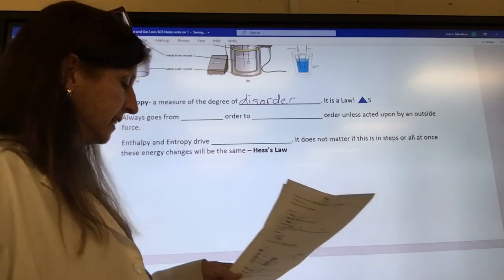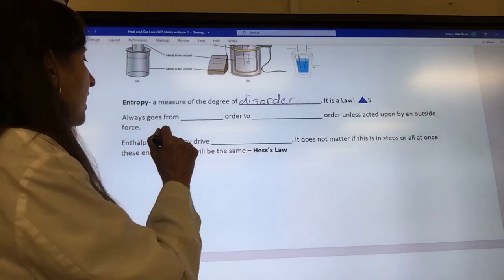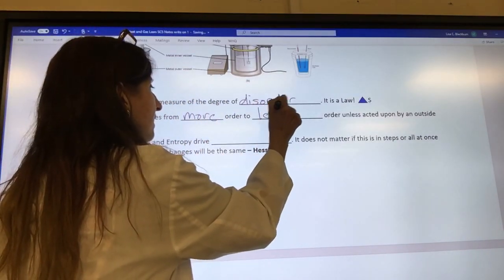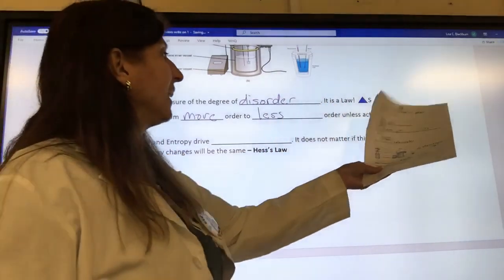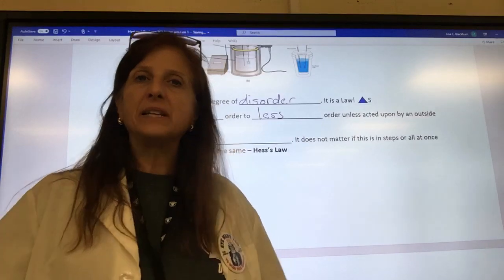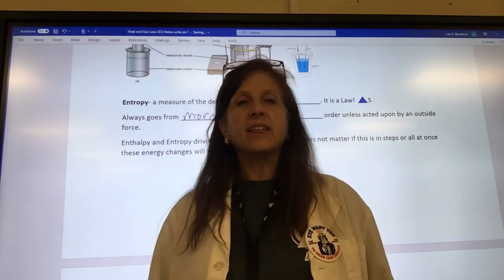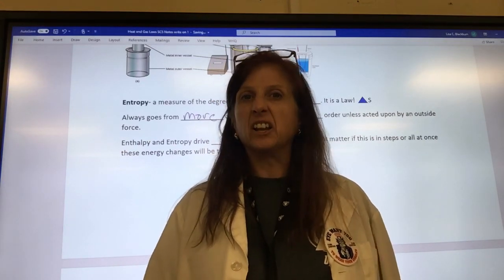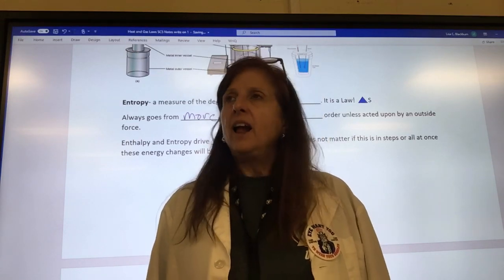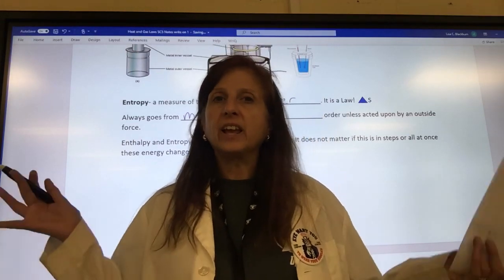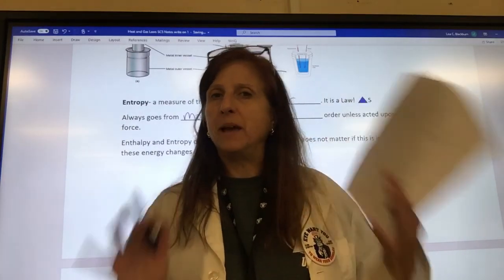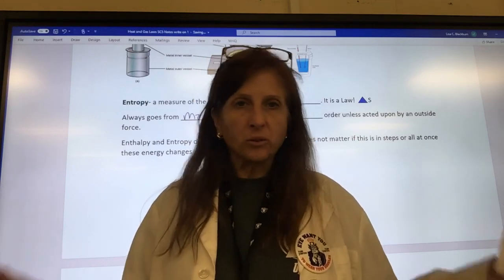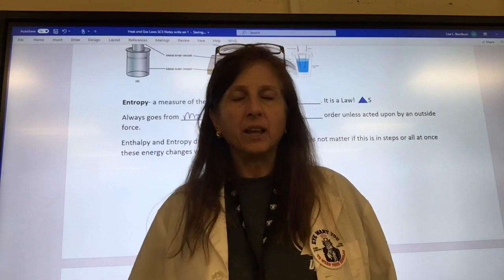This is what the law says: things always go from more order to less order unless acted upon by an outside force. So imagine that there are Legos all over your little brother's or little sister's floor, and it looks like there's been an explosion in the Lego factory. And then you come back later, and these Legos are all nice and orderly and have been made into a castle or some Star Wars thing, the Dagobah system or something.